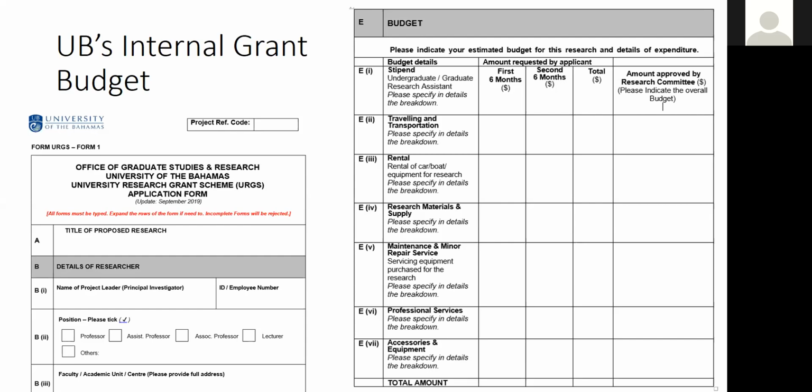And sometimes they will give you a ceiling, how much maximum you're allowed for each category, or sometimes you call it a vote. Okay, so how much are you allowed to spend on the stipend? How much are you allowed for the rental? So they will give you a percentage of the total amount that you're going to be funded.